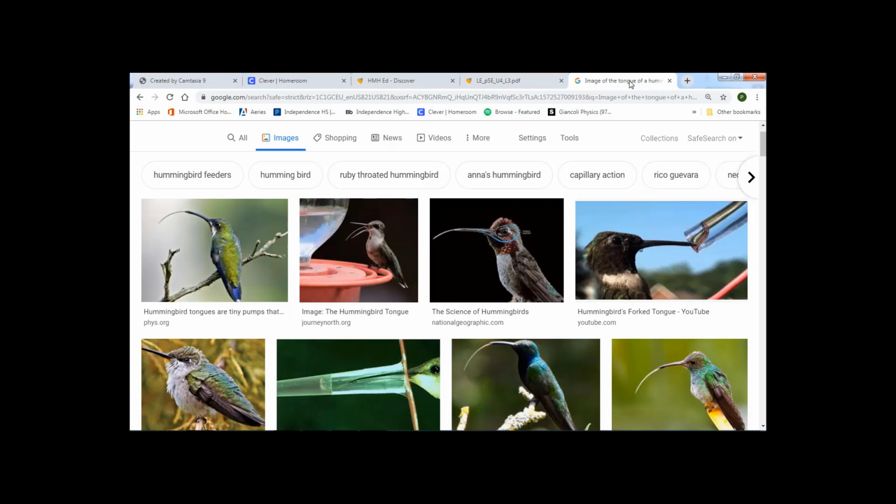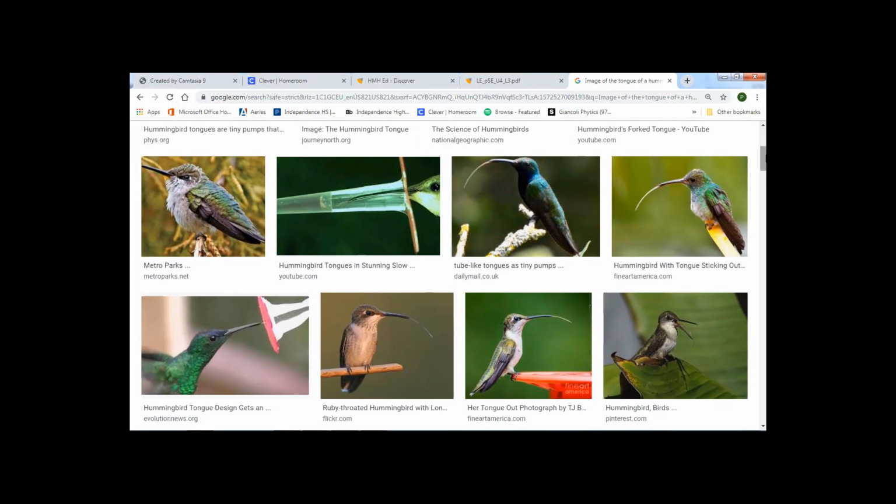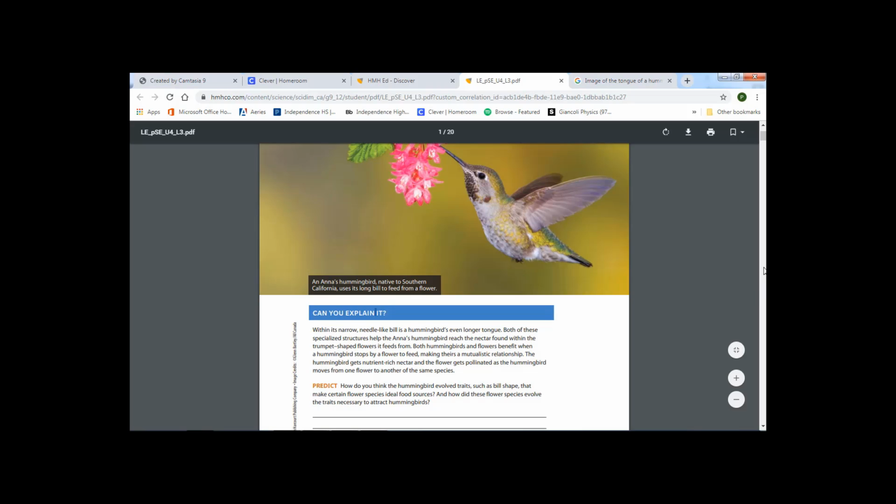So let's pull up images of tongues. So these are hummingbirds, and here's their tongue, and you can see it is very long. Very cool looking. This one's in a test tube. And if you want to look at these yourself, they show you that there's a long bill and a tongue. So it's very much designed to get inside and get the nectar.